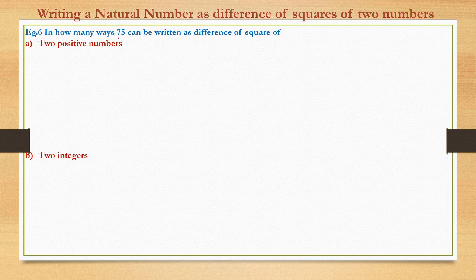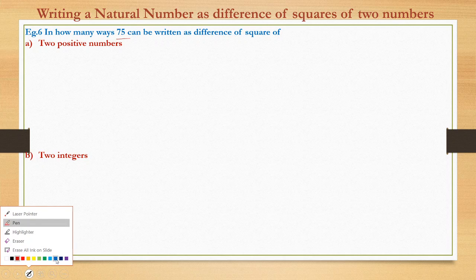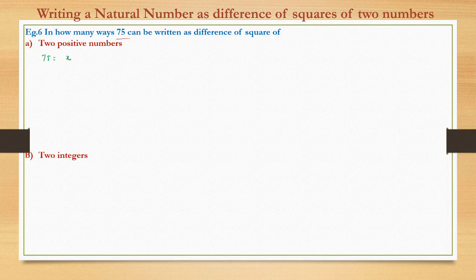Now we'll look into a few cases. Here, in how many ways can we write 75 as a difference of the squares of two numbers? So first we'll start with writing 75 as a difference of squares of two positive numbers. So let the numbers be x² − y². See, in the question nowhere x and y are mentioned. We are just writing a difference of two positive numbers, where x, y belong to positive numbers, meaning natural numbers, right?